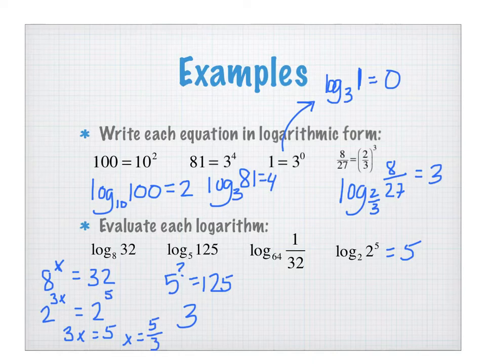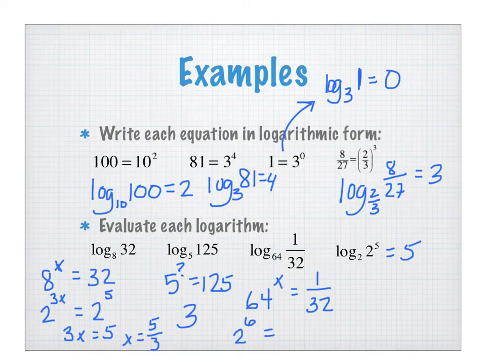How about this one? 64 to the x power equals 1 over 32. Well, that's odd. Let's change them both to powers of 2. 64 is 2 to the, let's see, 6th power? Yep, 2 to the 6th power.